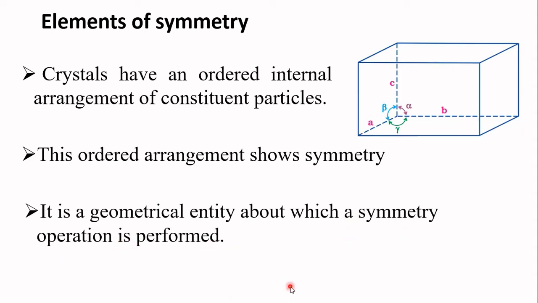Then what is a symmetry operation? To understand this, just consider a picture. It is a two-dimensional representation of constituent particles in a crystal. When I rotate this through an angle of 90 degrees, it will give this structure, which is similar to the previous one. To understand the rotation, I have colored this lattice point. On rotation through 90 degrees, it comes over here, but the appearance doesn't change.